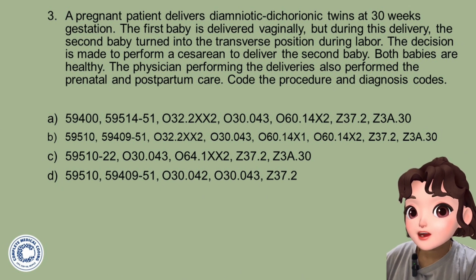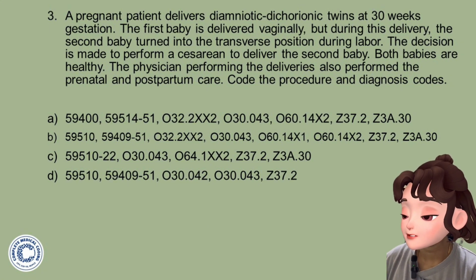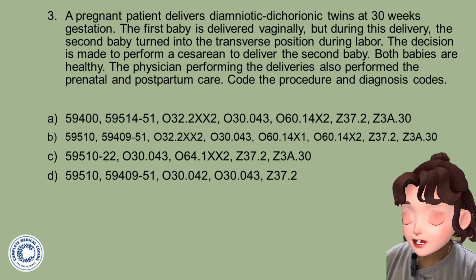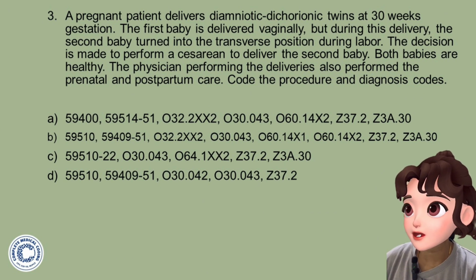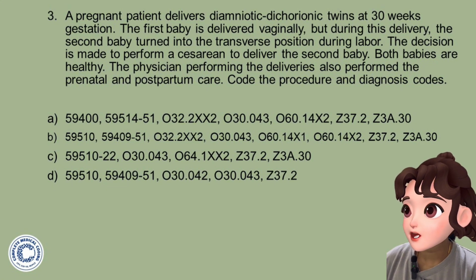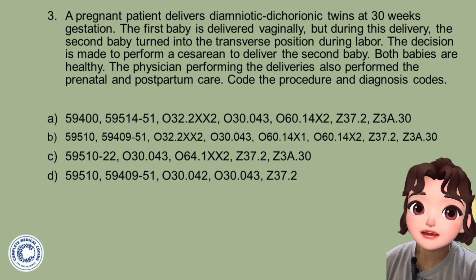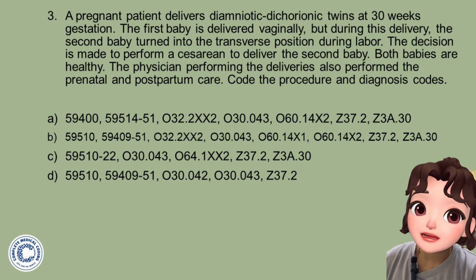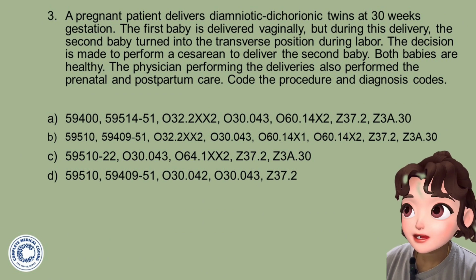O30.043 represents twin pregnancy, dichorionic, diamniotic. It's mentioned in the question, diamniotic and dichorionic, because it's a twin pregnancy. O30.043 represents twin pregnancy, dichorionic, diamniotic, third trimester. Since it's 30 weeks, this is the third trimester. The third trimester starts from 28 weeks. So this code also should be included because it's a twin pregnancy.